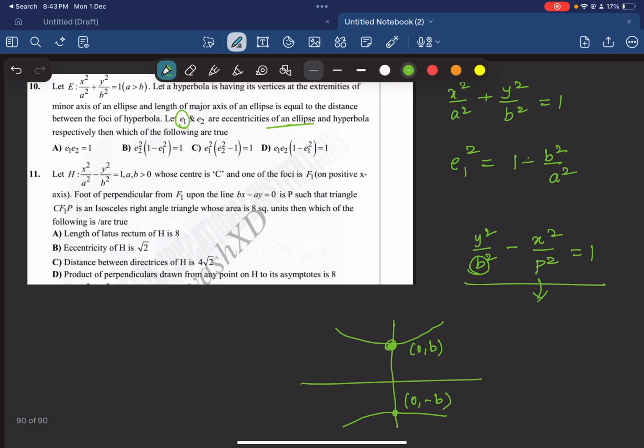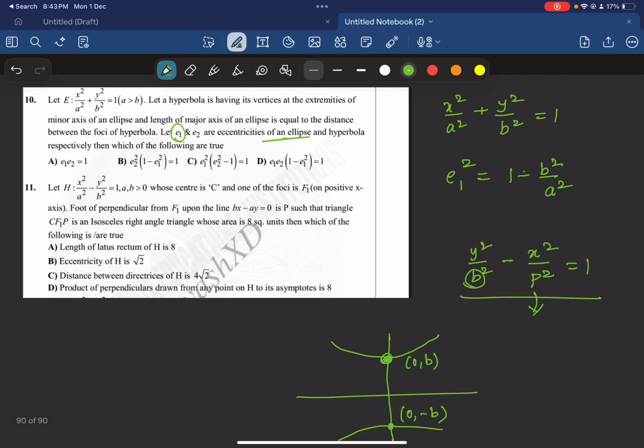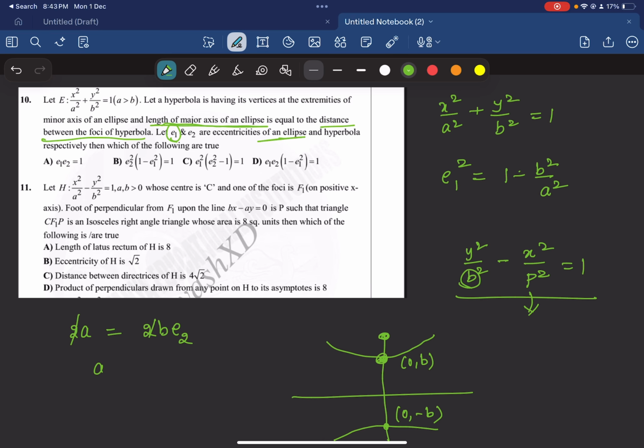Now there is also one more piece of information given in the question. The length of the major axis of the ellipse, 2a, equals the distance between the foci of the hyperbola. The distance between the foci of the hyperbola will be 2b e2. There will be one focus here, one focus here. So the distance will be 2b e2. Therefore, a upon b will be your e2.